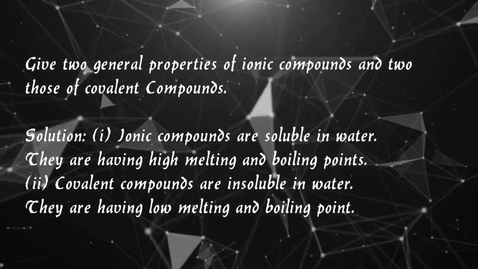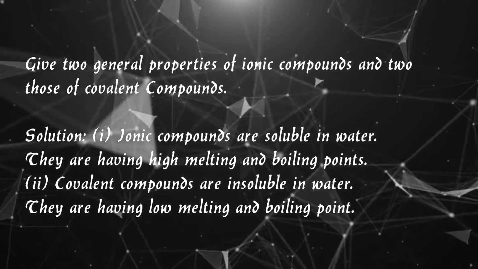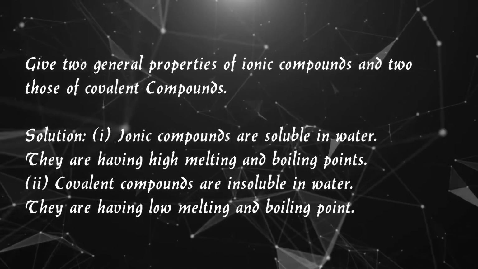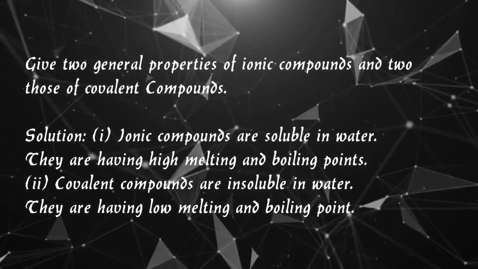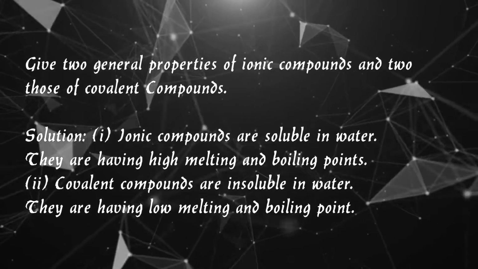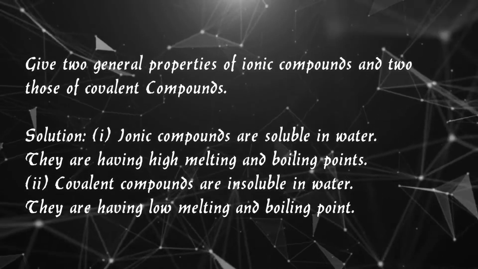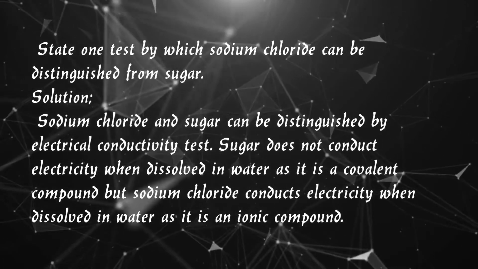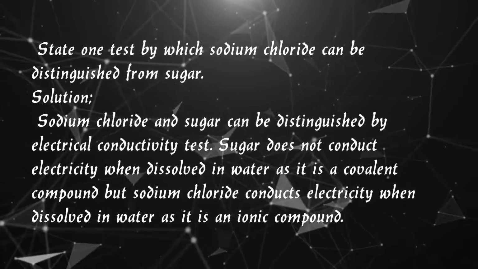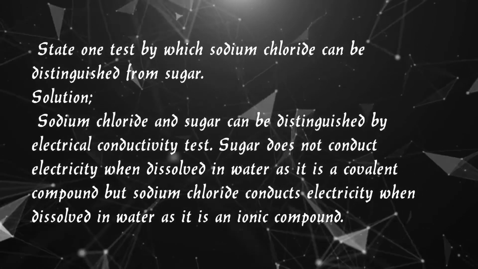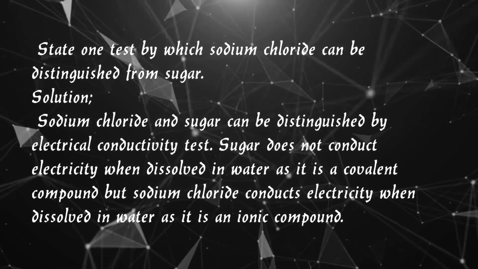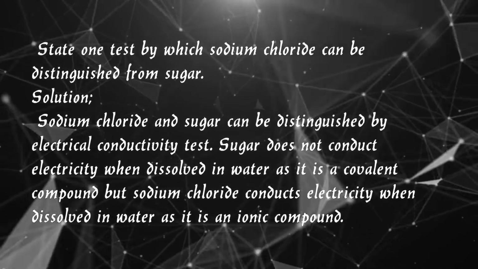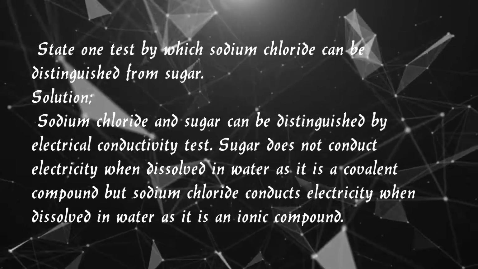Give two general properties of ionic compounds and two of covalent compounds. Solution. 1. Ionic compounds are soluble in water. They have high melting and boiling points. 2. Covalent compounds are insoluble in water. They have low melting and boiling points. State one test by which sodium chloride can be distinguished from sugar. Solution. Sodium chloride and sugar can be distinguished by the electrical conductivity test. Sugar does not conduct electricity when dissolved in water, as it is a covalent compound, but sodium chloride conducts electricity when dissolved in water, as it is an ionic compound.